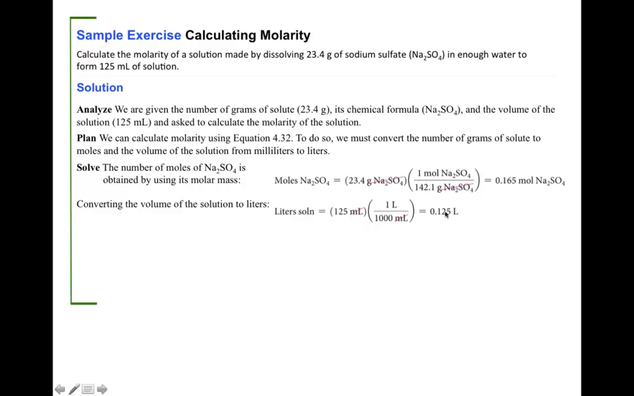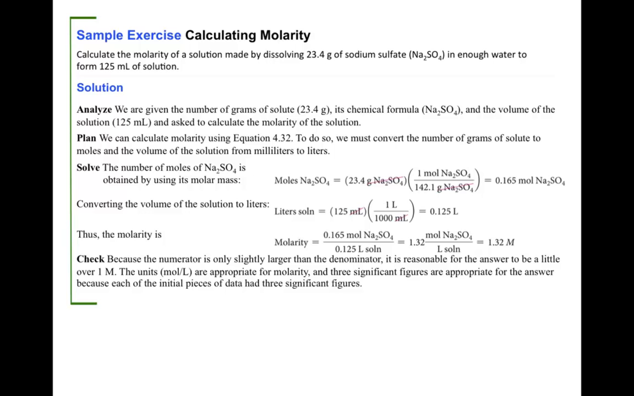So now we just substitute in the equation of molarity. So it will be 0.165 moles over 0.125 liters. And this will be equal to 1.32 moles of sodium sulfate divided by liters of solution, or 1.32 molarity of sodium sulfate.